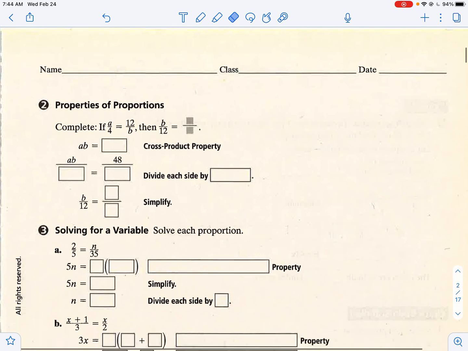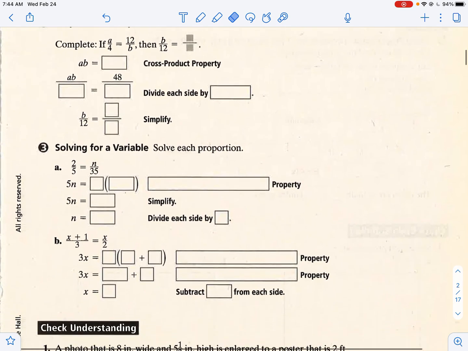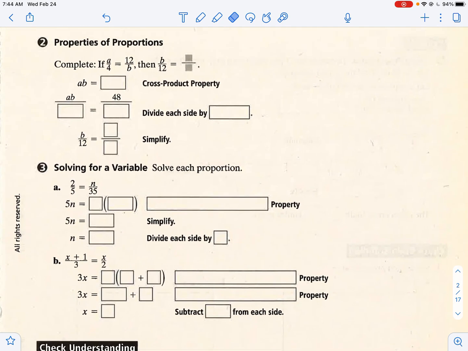Let's take a look at another example here. Number 2, properties of proportions. So this is just going to show you some of the things you can do with proportions. So using the cross product property, we are going to cross multiply A times B and 4 times 12. 4 times 12 is 48. Then if we divide both sides by 12a, which is what we would get if you multiply straight across the top of the fractions, b over 12 is equal to 4 over a. So now we've flipped those two fractions over.